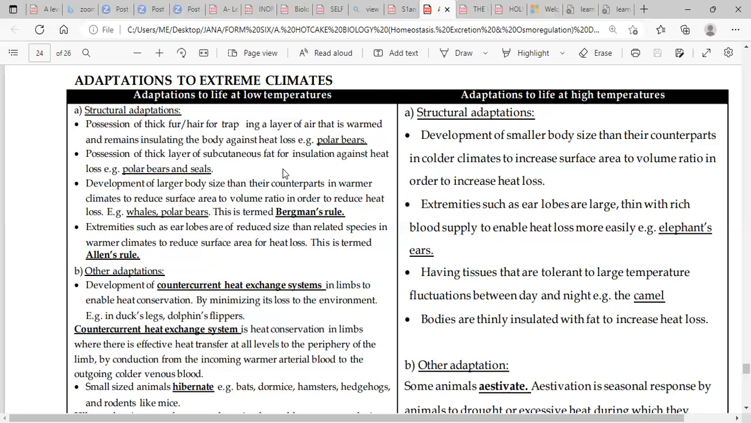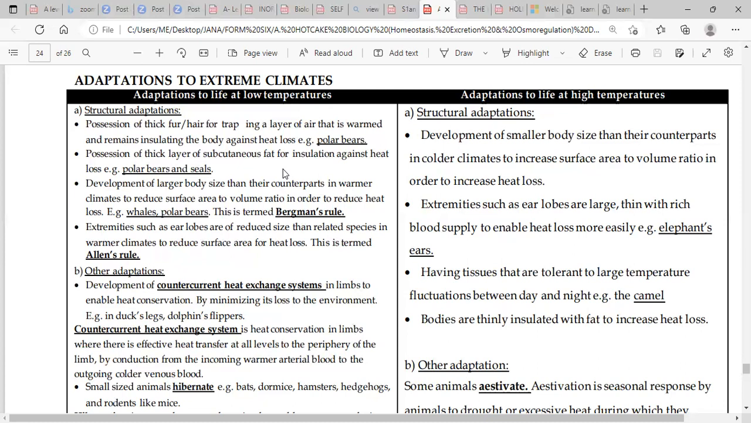So likewise, the countercurrent heat exchange system within the limbs is, as more blood is entering, incoming warmer arterial blood, okay? And then there is the outgoing colder venous blood. So there is an effective heat transfer at all levels, which will bring about heat conservation.